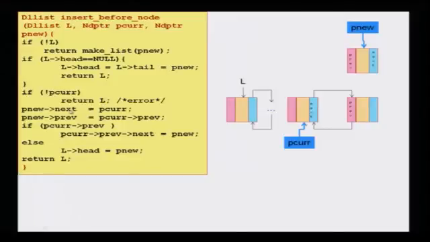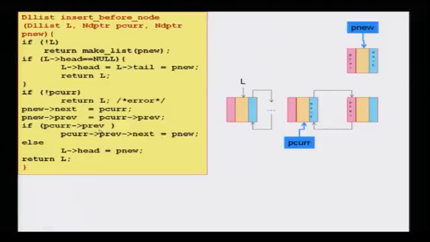If P current is not equal to null, then you do the following. Okay. So, now you have to insert P new into the list. How do you do this? We are trying to insert P new before P current, right. So, the new node's next will be P current, and P current's previous will go to P new.